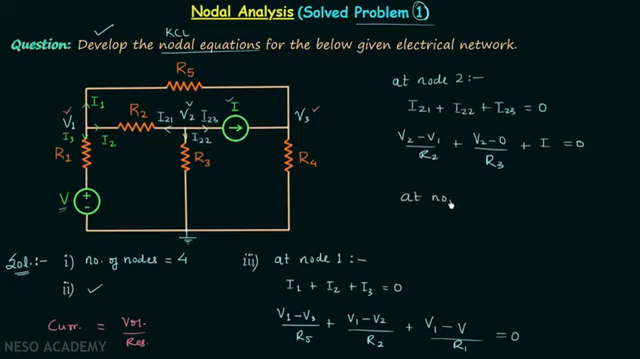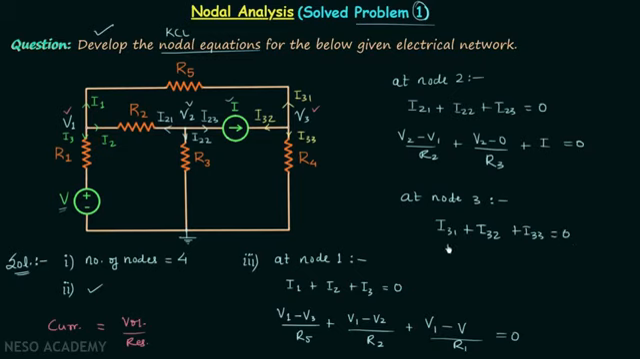Now we will write down the KCL equation at node 3. Here we will again assume the currents. Let's say current in this branch is equal to I31, current in this branch is equal to I32, current in this branch is equal to I33. Now following the KCL, we can say that at node 3, I31 plus I32 plus I33 is equal to 0.